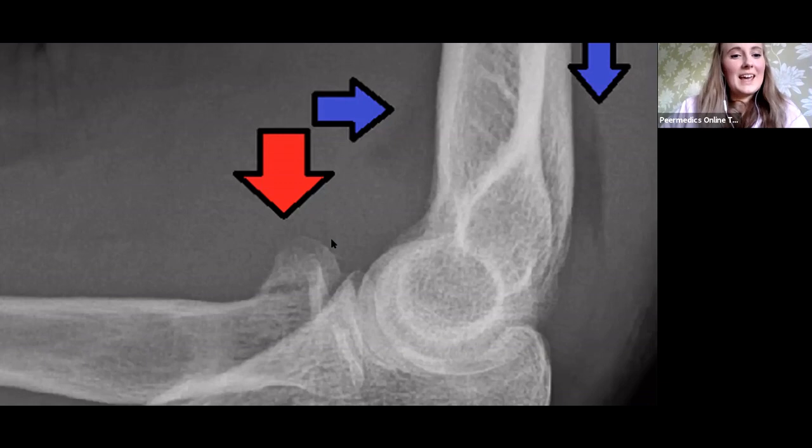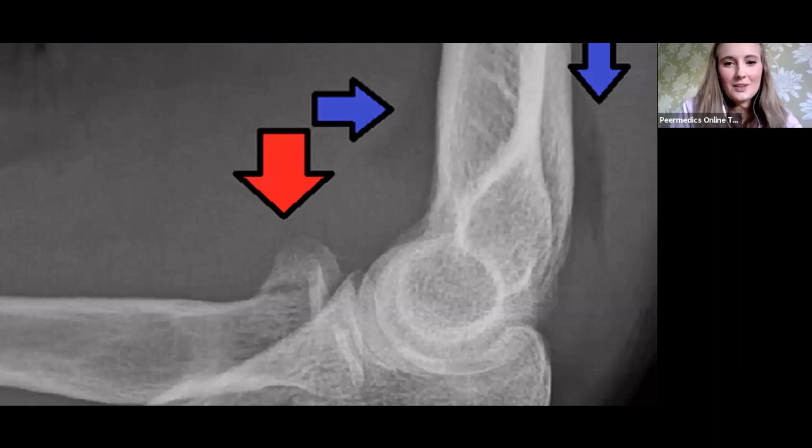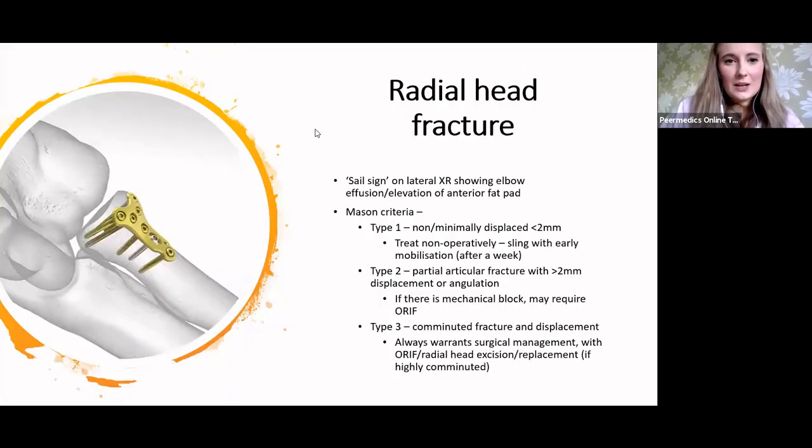So again, some of you may have come across this, and some of you, don't worry if you've never heard of that in my life. The red is showing us a fracture of the head of the radius, and the blue is showing what you call the sail sign, which is just fat pad displacement from effusion. So here we go: sail sign with radial head fracture.